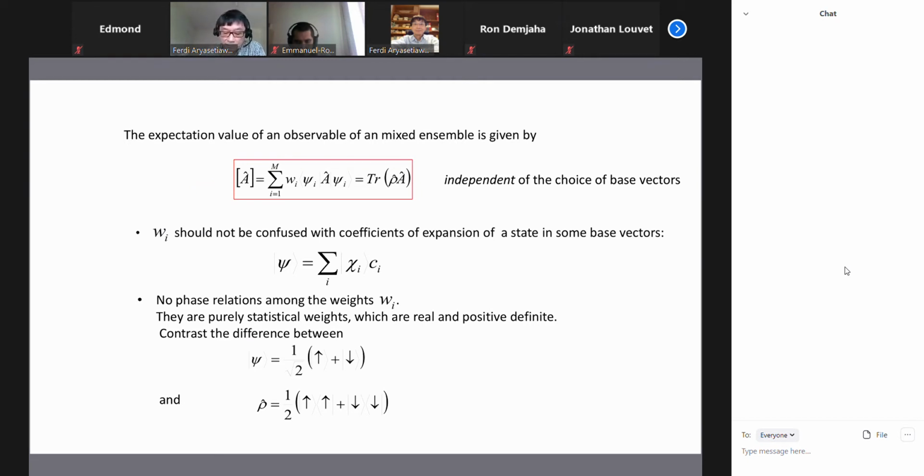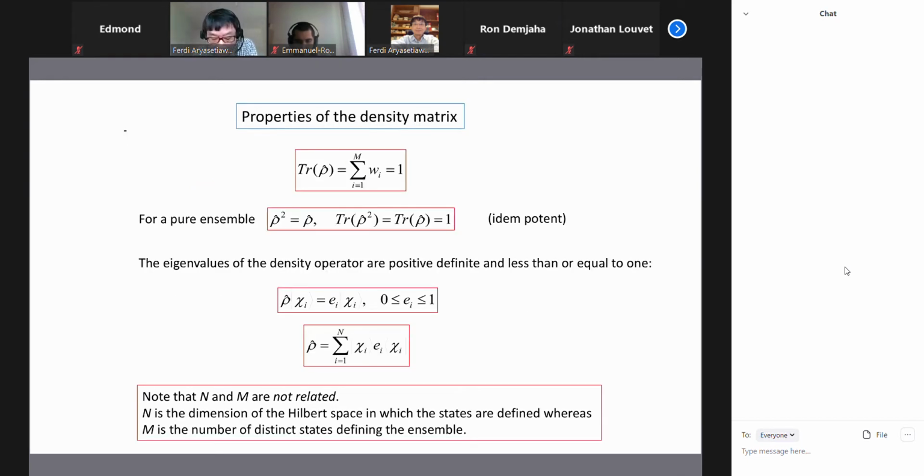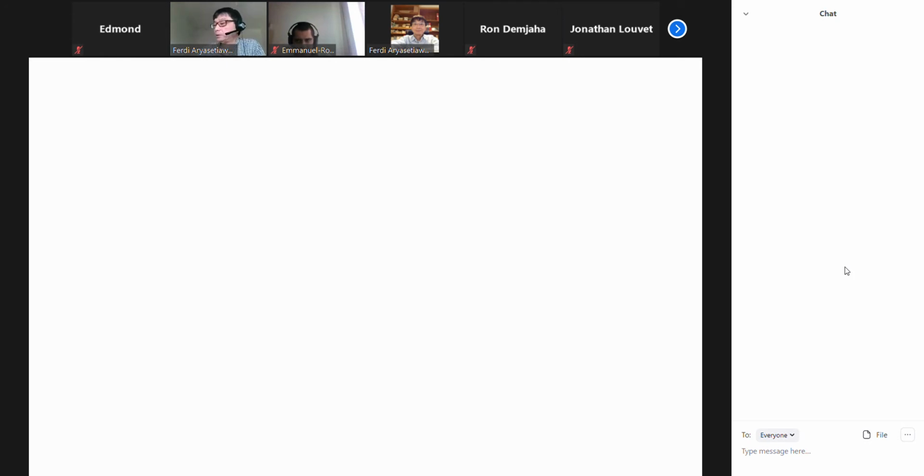So we continue. Let's look at the properties of the density matrix. One of the important properties of rho, the density matrix, is that the trace of it is equal to 1. So let's show this. Let's go through the derivation. I have it also in the notes.